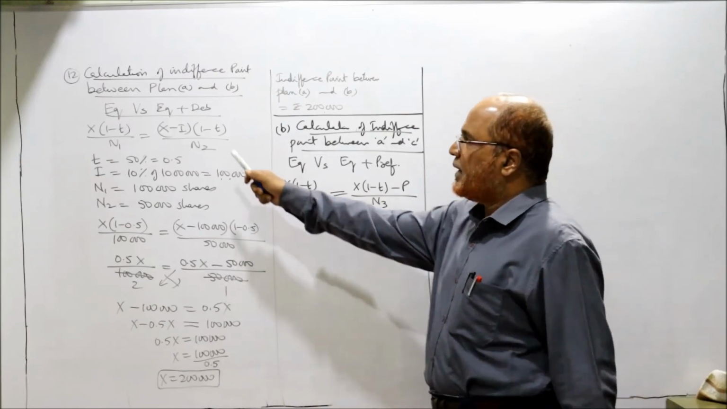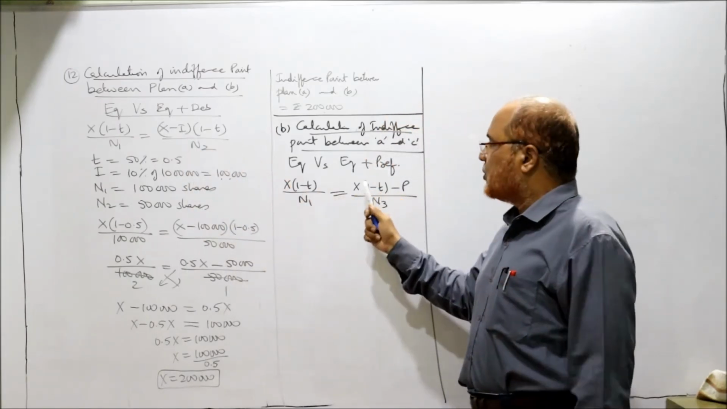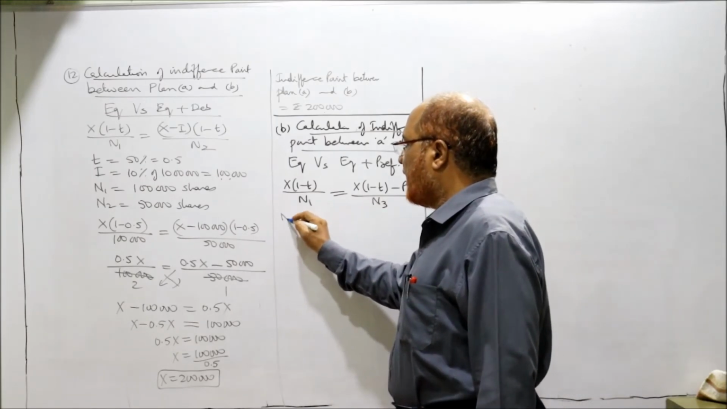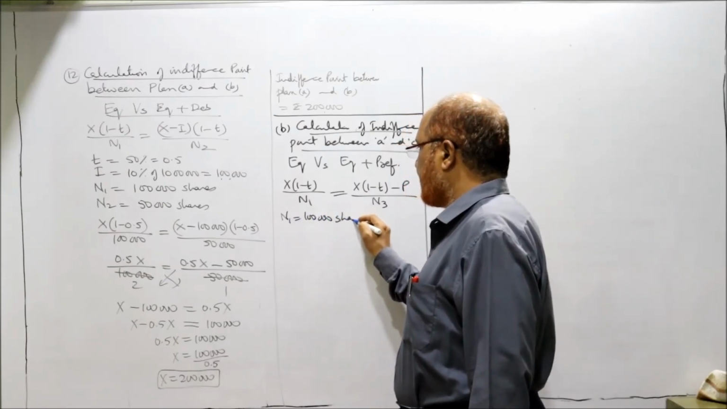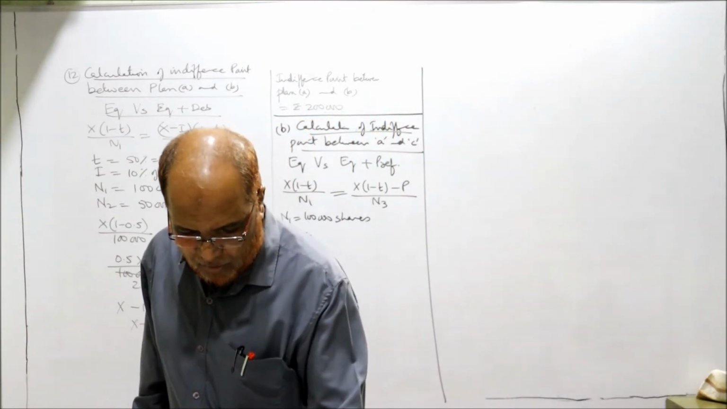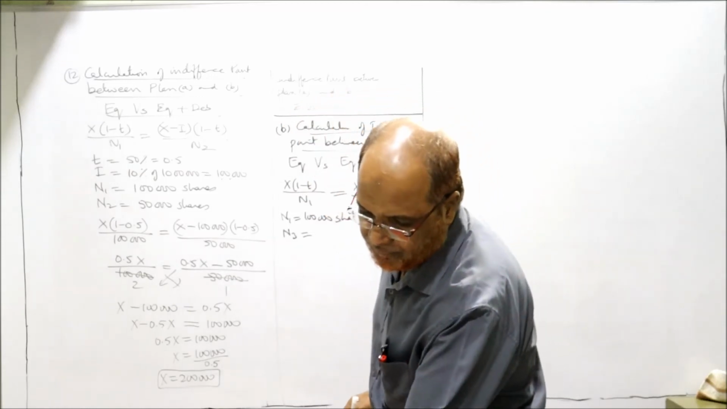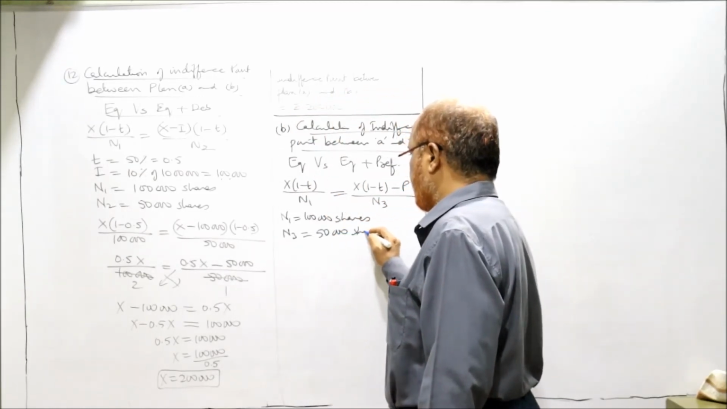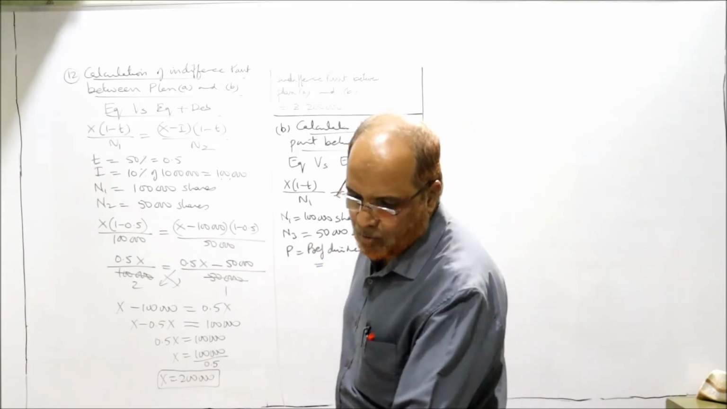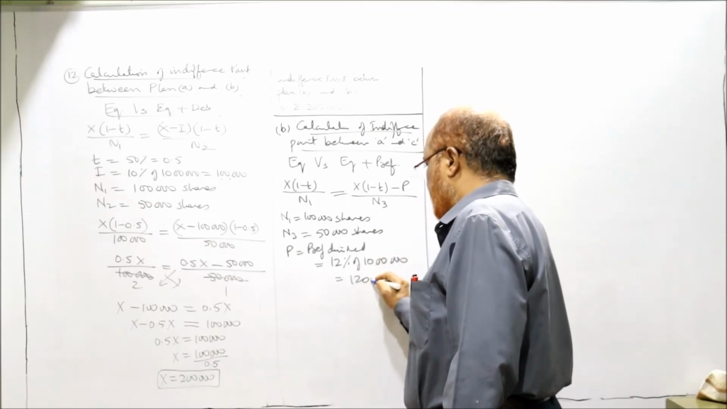See, there is no interest here. Earlier we took X minus I. Why did we take I? Because debentures are there, so interest will be paid. Here there is no debenture, no interest. So X into 1 minus t minus P divided by N3. So here we'll take N1 is equal to 1 lakh shares, and N3 is equal to, how many shares are there in plan C? You can see issue of 50,000 equity shares of 20 and 12% preference shares of rupees 10 lakh. So 50,000 shares. P is equal to preference dividend, that is equal to 12% of 10 lakhs, that is equal to 1,20,000.